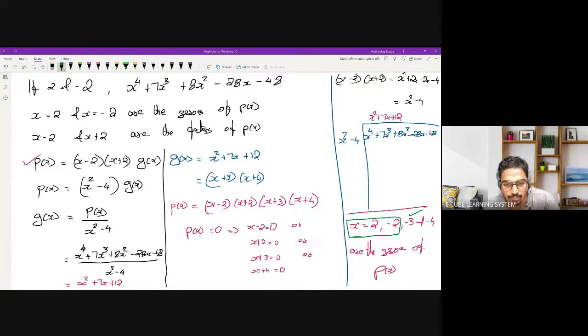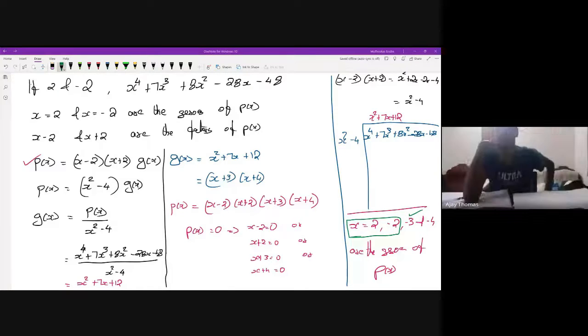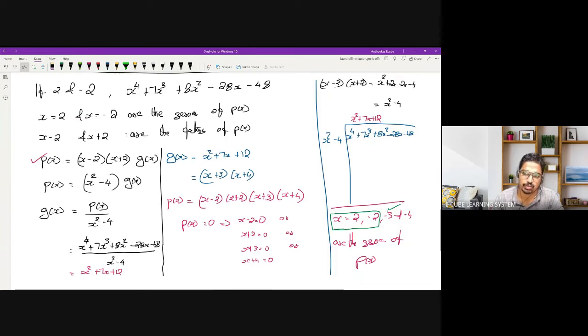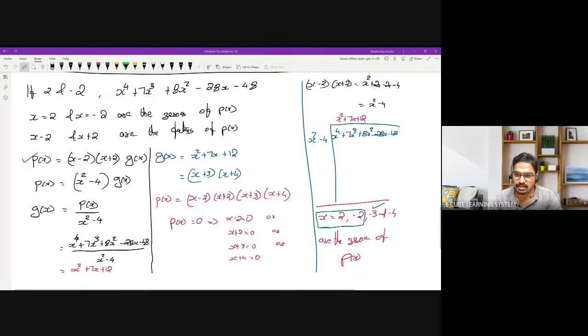Sir, for p of x is equal to x square minus 4, can we not use the identity? That is your choice. Either you can multiply directly or you can apply the identity. Both ways are correct.